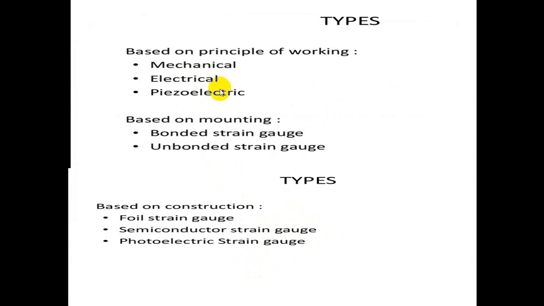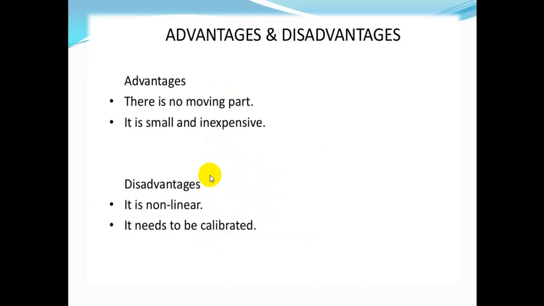These are the types of strain gauge sensors. Based on principle of working, they are classified into mechanical, electrical, piezoelectric. Based on mounting, bonded strain gauge and unbonded strain gauge. Based on types, foil strain gauge, semiconductor strain gauge, photoelectric strain gauge. Advantages and disadvantages. Advantages: there is no moving part in the strain gauge sensor, and it is small and inexpensive. Disadvantages: the output coming from the strain gauge is non-linear, and it needs to be calibrated.